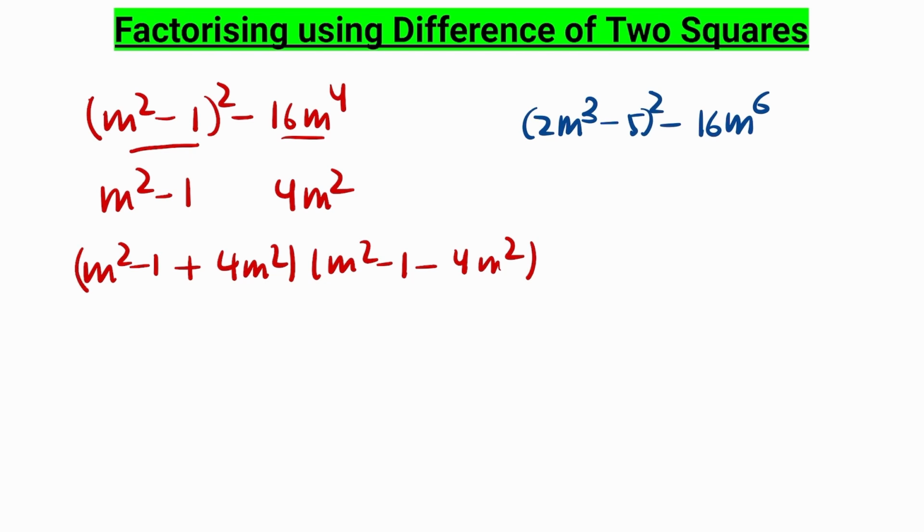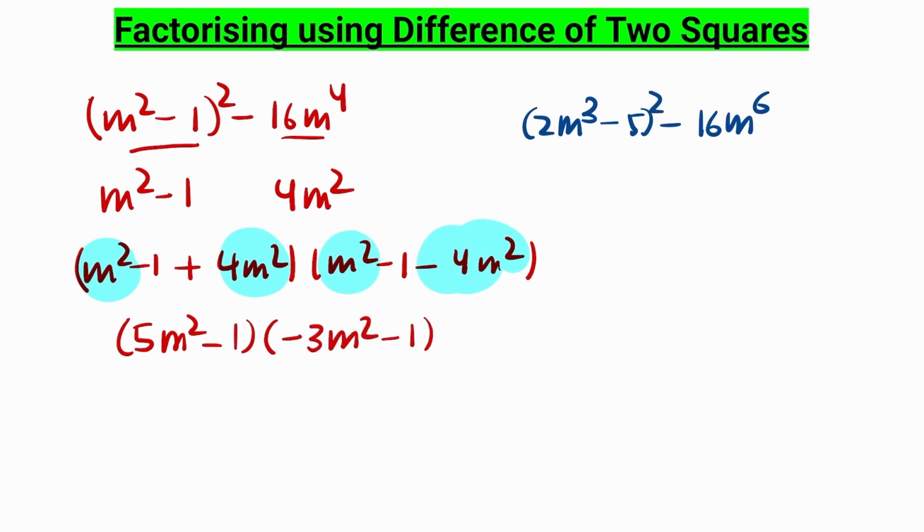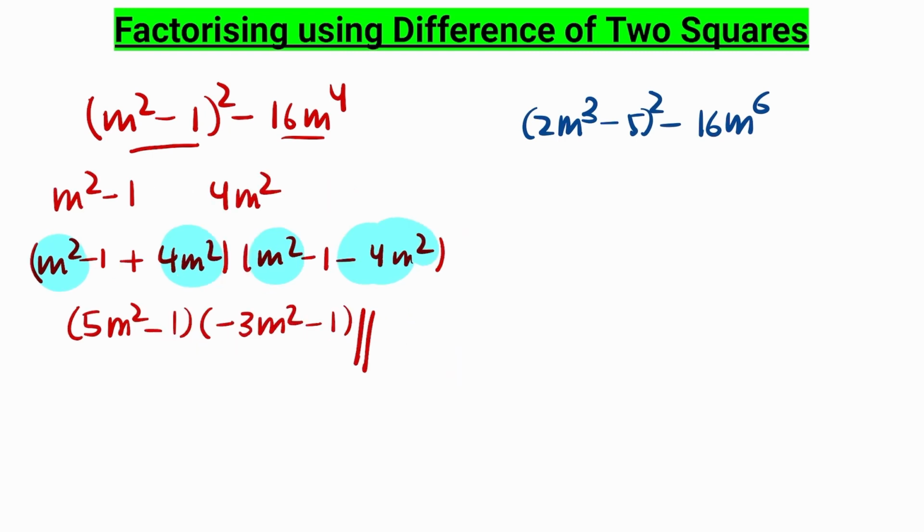Now we can simplify this expression. We can add up m squared and 4m squared, which is 5m squared minus 1, and then the other pair of brackets, here m squared minus 4m squared. It gives us minus 3m squared minus 1. That's our final answer. Let's move on to our final example in this lesson.